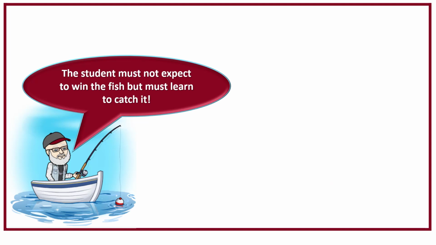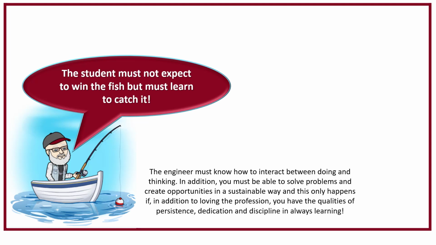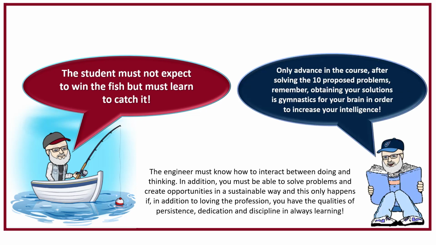The student must not expect to be given the fish, but must learn to catch it. The engineer must know how to interact between doing and thinking. In addition, you must be able to solve problems and create opportunities in a sustainable way, and this only happens if, in addition to loving the profession, you have the qualities of persistence, dedication and discipline in always learning. Only advance in the course after solving the 10 proposed problems. Remember, obtaining your solutions is gymnastics for your brain in order to increase your intelligence.